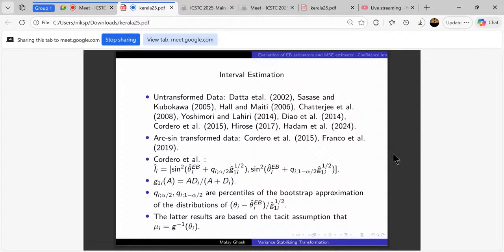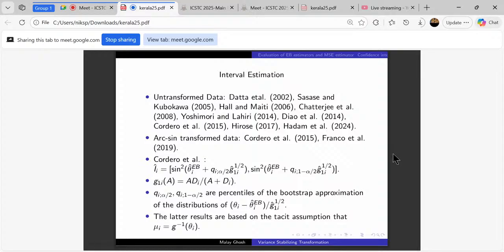For unsigned transformed data, Cordero and Franco did it. Cordero's version I'm talking about is, if you take sine inverse square root of p, and want to estimate it, that is your theta, then what is p? P becomes sine square theta.